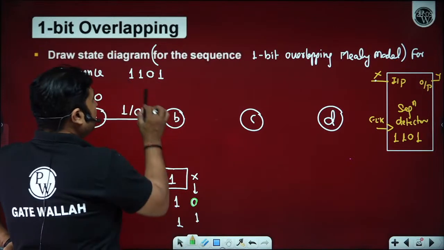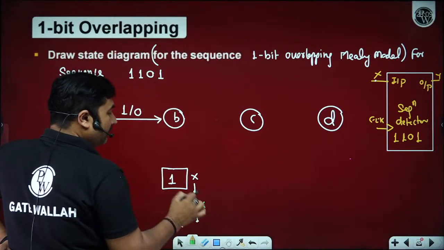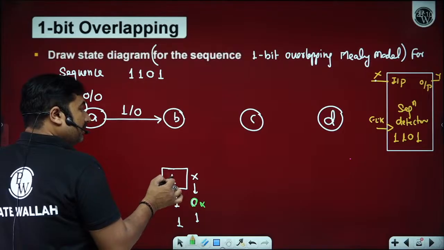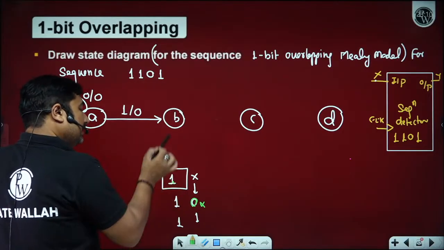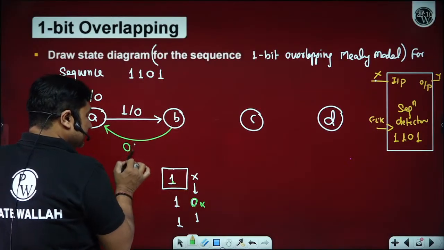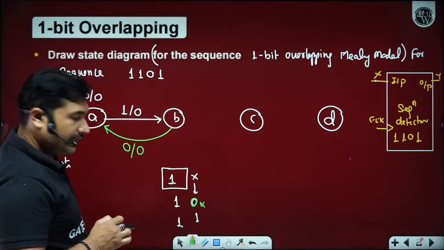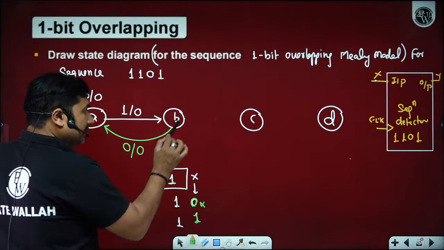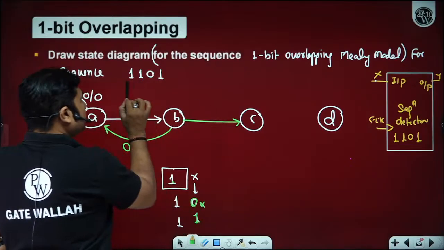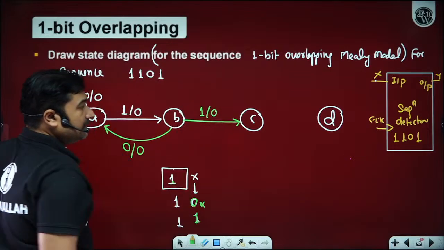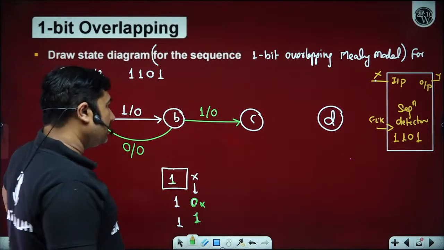If you are getting X equals 0, then this is not the required set of input pattern. You have to compare this 0, this last bit, with the 1 bit state. If it matches, on state B, remain on state B. Otherwise, you have to go back to the reset state. Output remains low. If we are getting X equals 1 and we are on state B, then you will move to state C because this is the required set of input sequence. Output will remain low because the entire sequence is not yet detected.